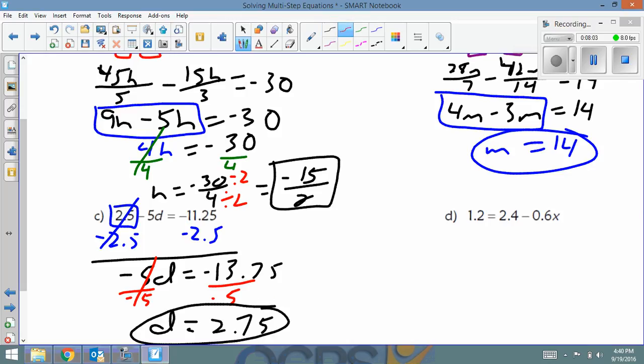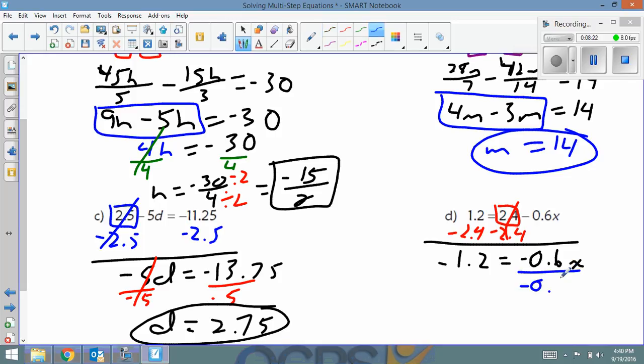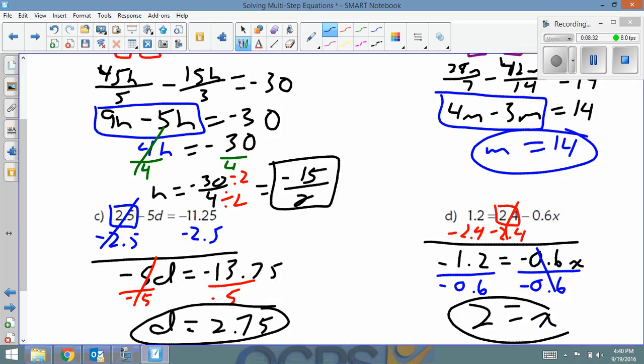Okay, on this one, we're going to find that 2.4 because it's positive. We're going to subtract it from both sides. Those cancel out. That gives me negative 1.2 equals negative 0.6x. Divide by that negative 0.6. That gives me x is equal to positive 2.